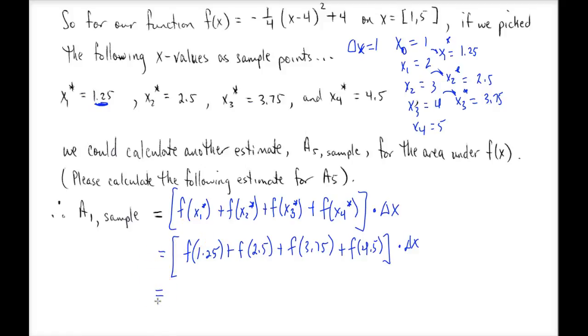And so now, if we find out what these values are, we'll find the following. So for f of 1.25, and I'm going to do this in decimal form just by using my calculator here, I see that this is going to be 2.109375. Okay.